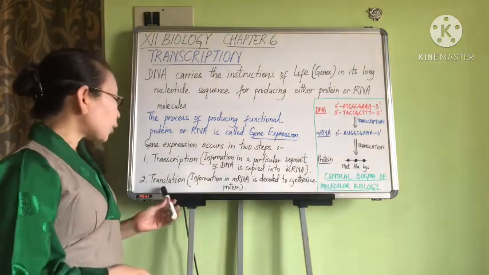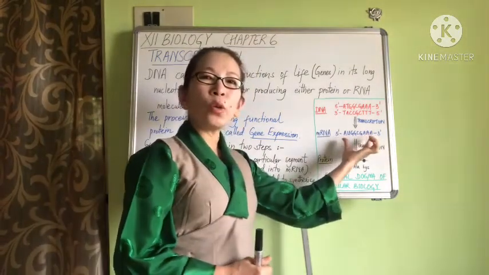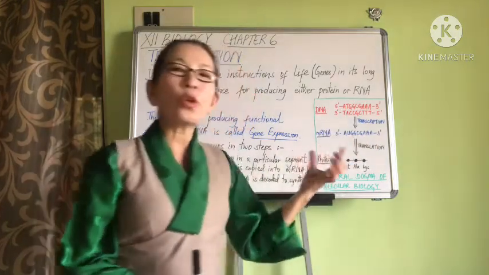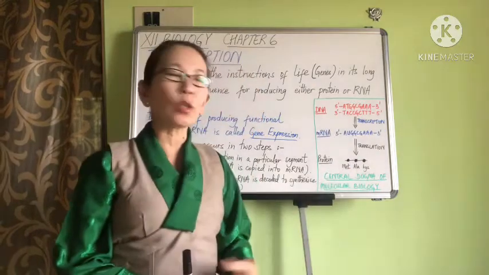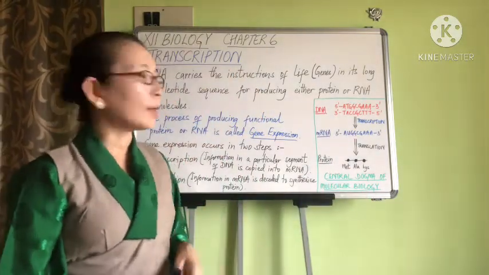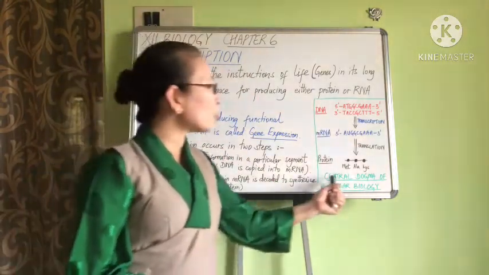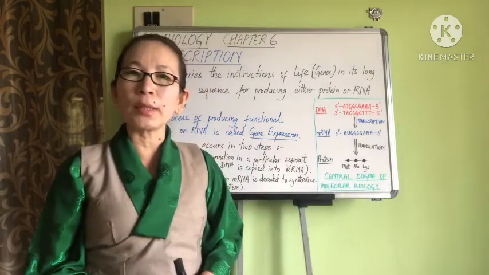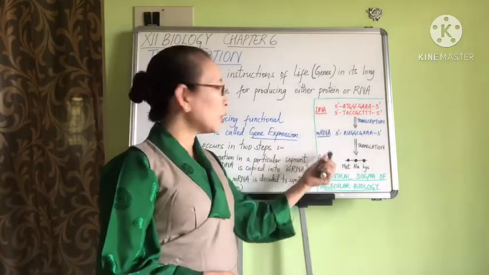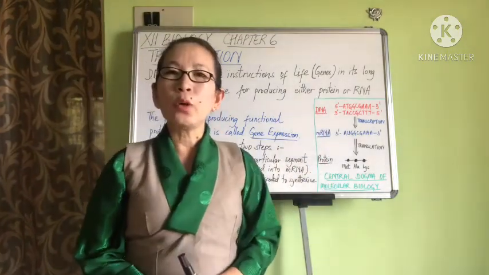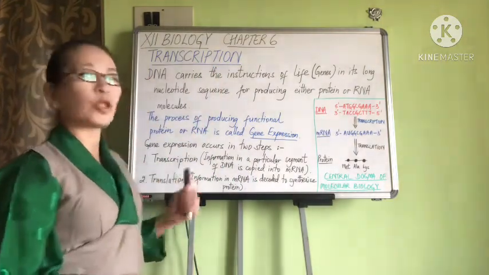The second step is translation, in which information in the mRNA, which is coded in a chain of nucleotides, is decoded into a chain of amino acids or protein. Taken together, transcription and translation constitute the 2 events of the central dogma of molecular biology, which states that the flow of genetic information is DNA to RNA to protein. In this video, we are going to be learning about the first step of gene expression, which is transcription.